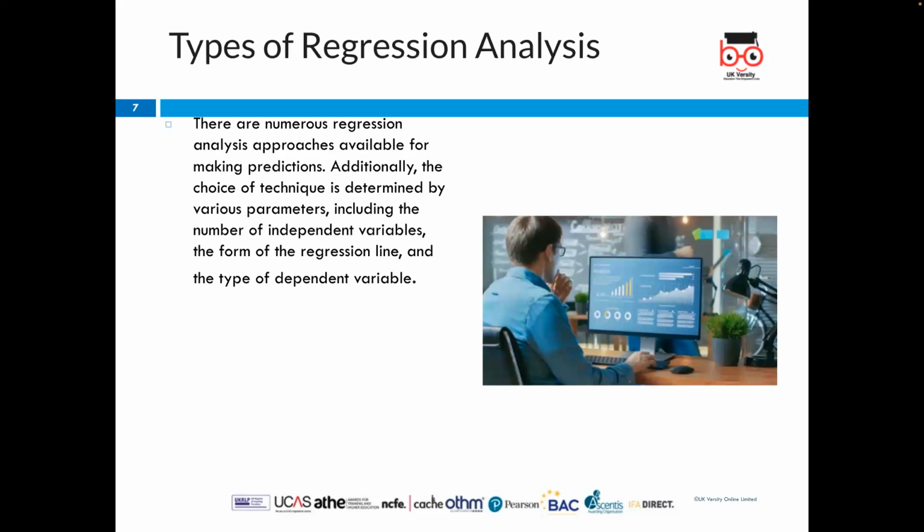Types of regression analysis. There are numerous regression analysis approaches available for making predictions. Additionally, the choice of technique is determined by various parameters, including the number of independent variables, the form of the regression line, and the type of dependent variable.